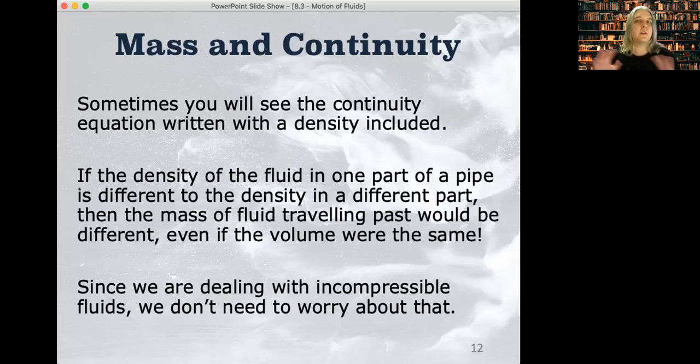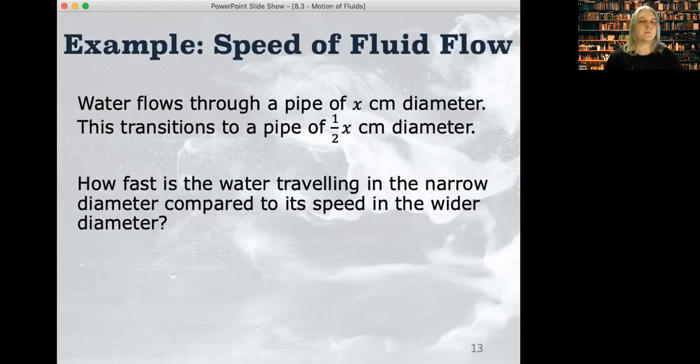But because we know the density is not changing, because we've said our fluid is incompressible, we can drop the density out of our equation. We don't have to even think about the mass, because if we've got a fixed volume, then that's the same as having a fixed mass when your density is not changing. So you may see that with density sometimes. Generally, you won't need to care about it, but being aware of that is still useful.